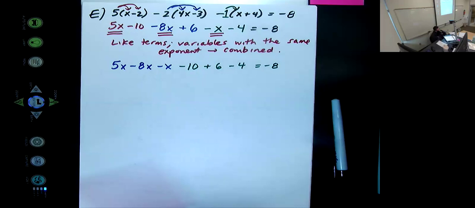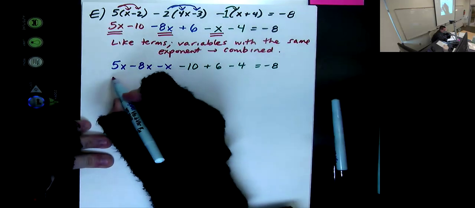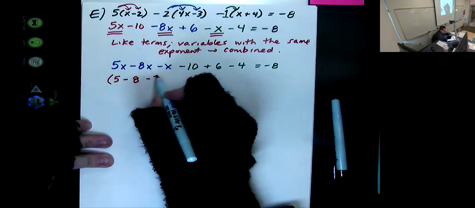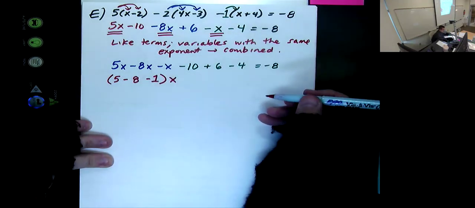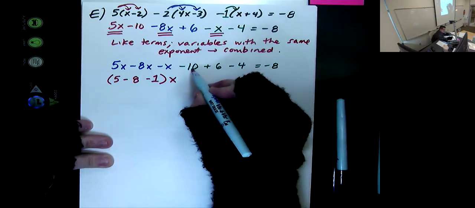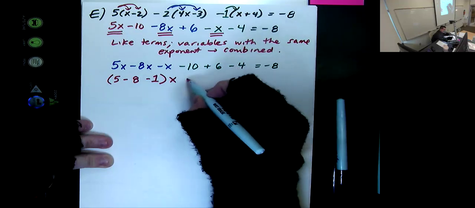This next step is not necessary. You can skip it, but I want to illustrate what's happening. This is the same thing as doing 5 - 8 - 1 times x. And here I can add these together already. -10 + 6 - 4 = -8.